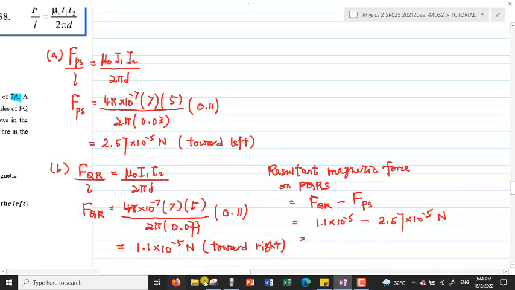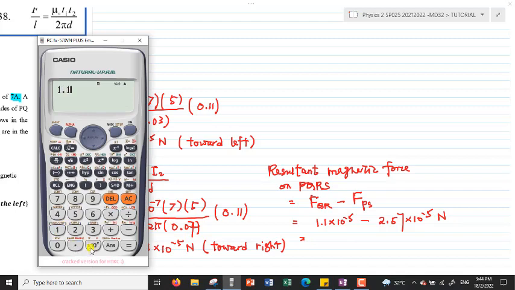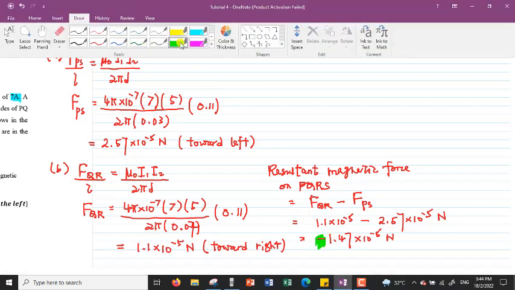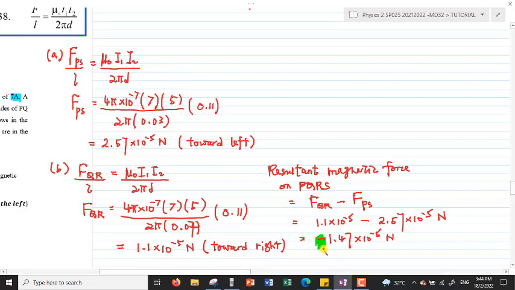So let's do the calculations. So we will get -1.47 × 10^-5 Newton. The negative sign tells us the direction of the resultant force. The negative indicates that the direction of the resultant magnetic force is towards left. Okay, towards left. So this is our answer for the resultant magnetic force acting on PQRS.